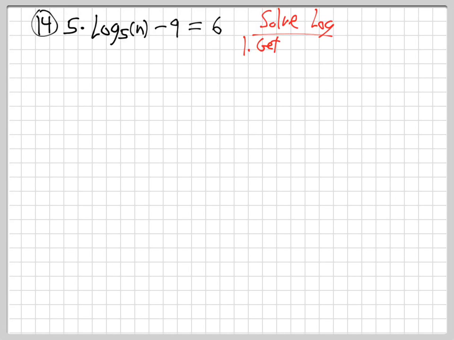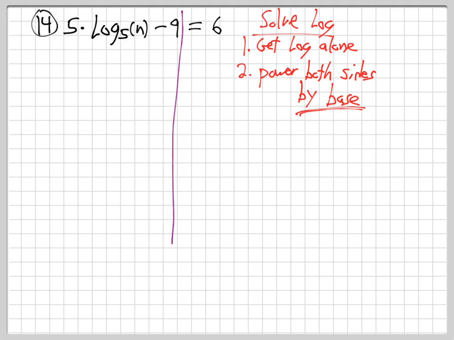Number 14. 5 times log base 5 of n minus 9 equals 6. Okay, so how are we going to solve a log? Step 1. Get the log alone. So this time we're going to have some work to do to get the log alone. Step 2. Power both sides by the base. So all right, first step, let's get the log.